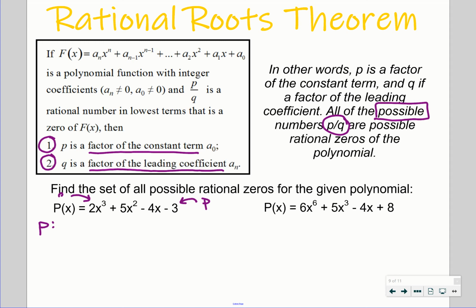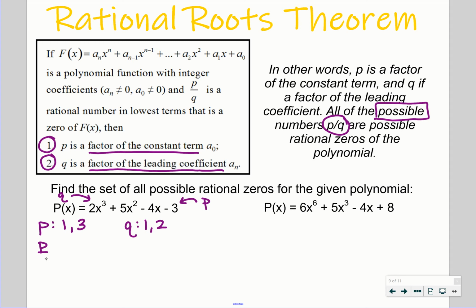Q's come from your leading coefficient. So for right now, ignore the positives and negatives. We're only going to think about the absolute value of these numbers. So I'm looking at p is 3. Factors of 3 are 1 and 3. Q is 2 here. Factors of 2 are 1 and 2.